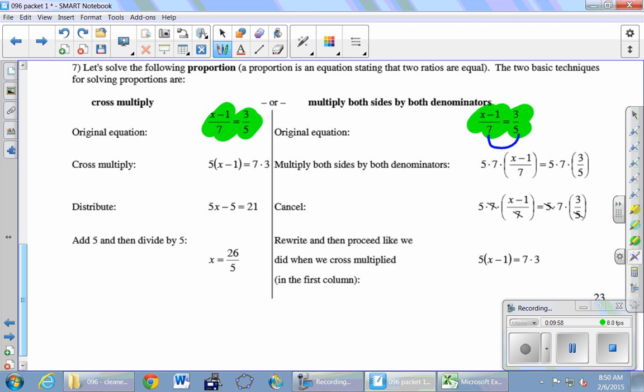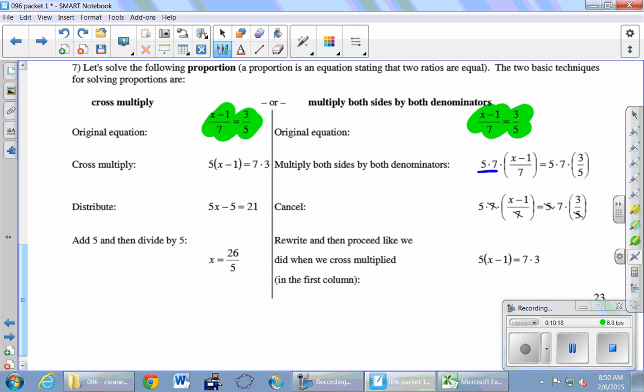Both denominators. There's a 7 and there's a 5. So we're going to multiply both sides by 7 and 5. Now this seems like a really reasonable thing to do, or at least a legal thing to do, right? As long as you do the same thing to both sides of the equation, you're fine. It's not clear why we're multiplying both sides by 5 and 7, but as long as we're consistent and we do it on both sides, it's legal.